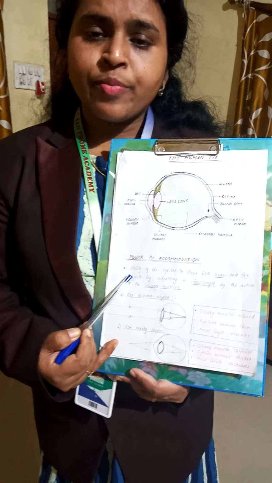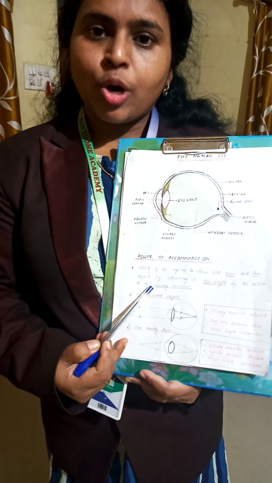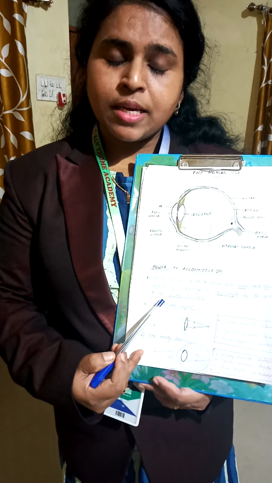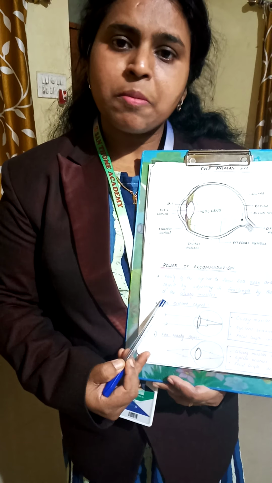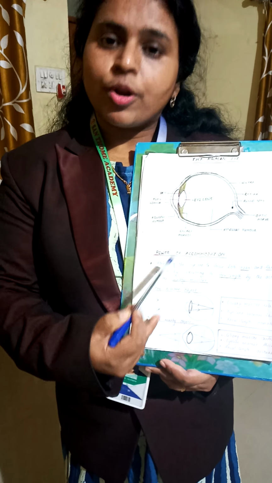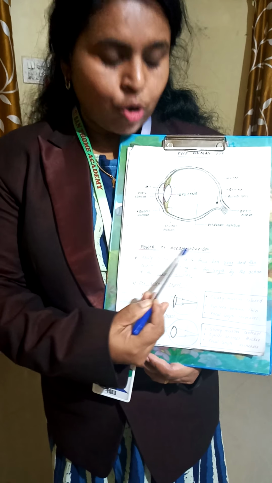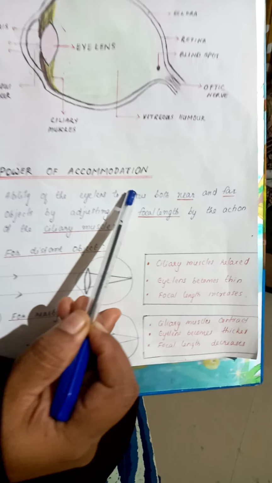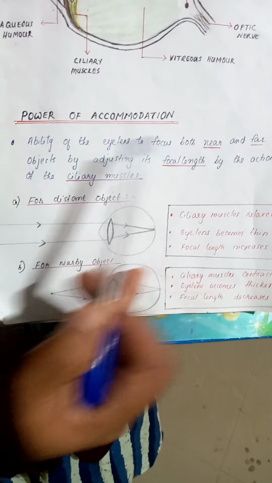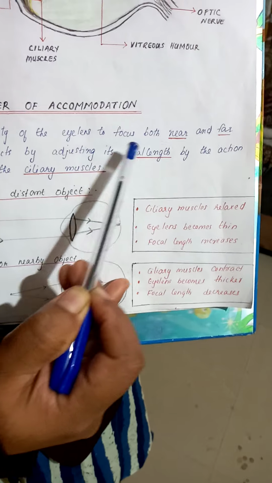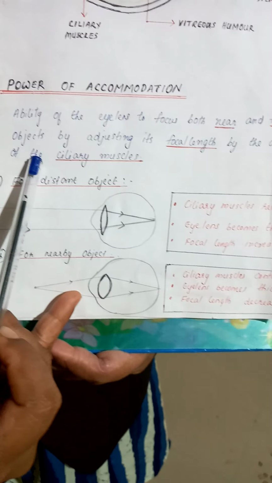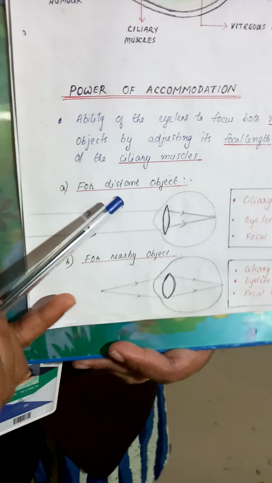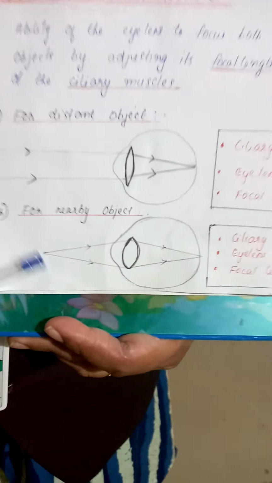In our human eye, the eye lens has a property to adjust its focal length by adjusting its size with the help of the action of the ciliary muscles. This phenomenon is called power of accommodation. The ability of the eye lens to focus both near and far objects by adjusting its focal length by the action of the ciliary muscles is called power of accommodation. Let me explain with the help of these two diagrams.